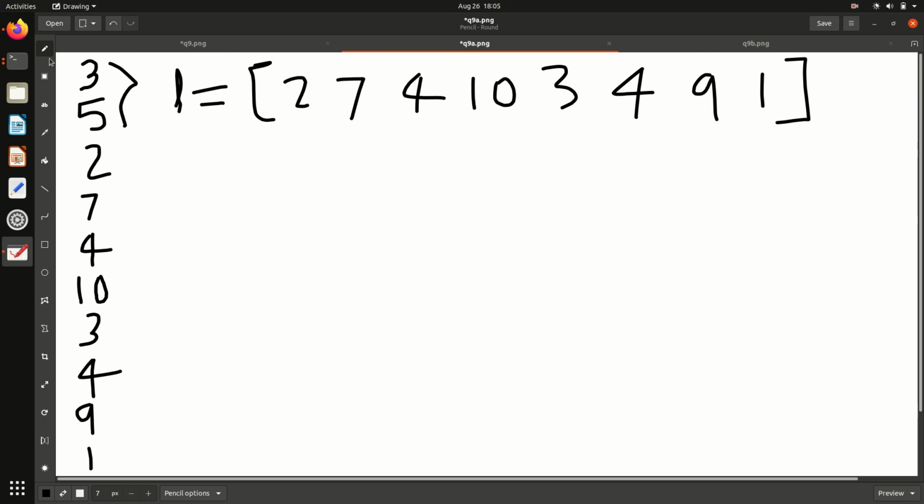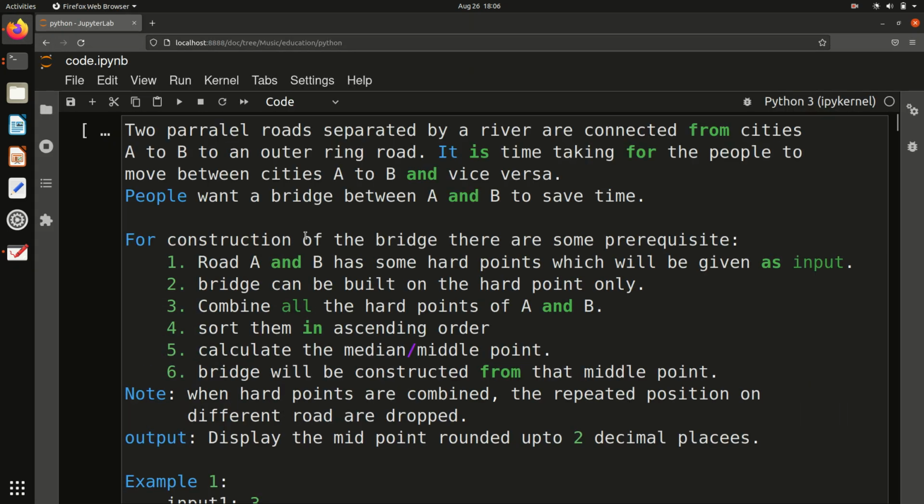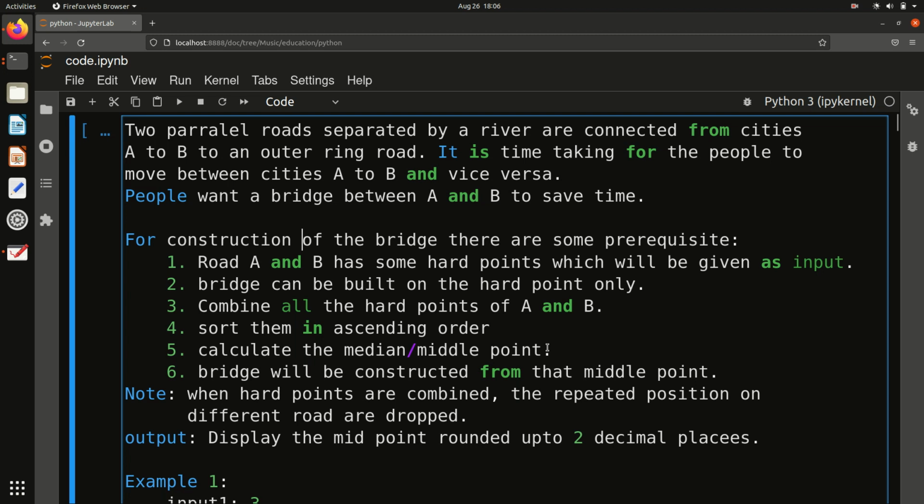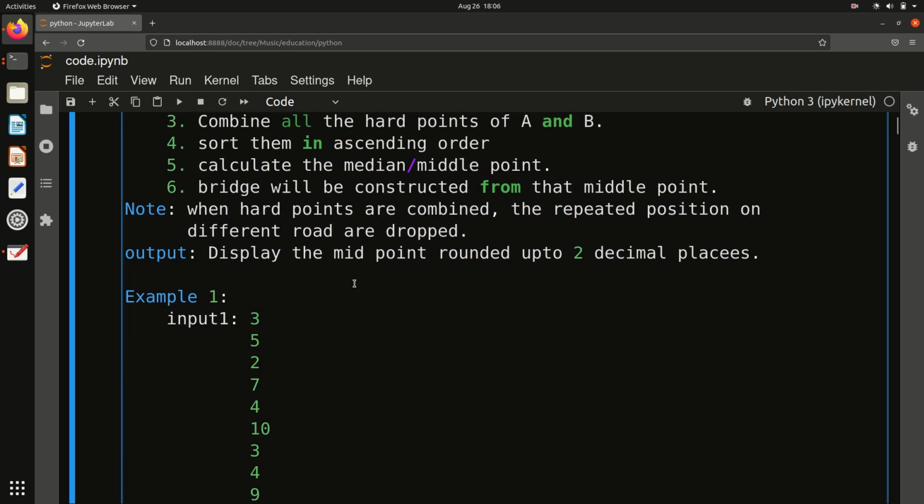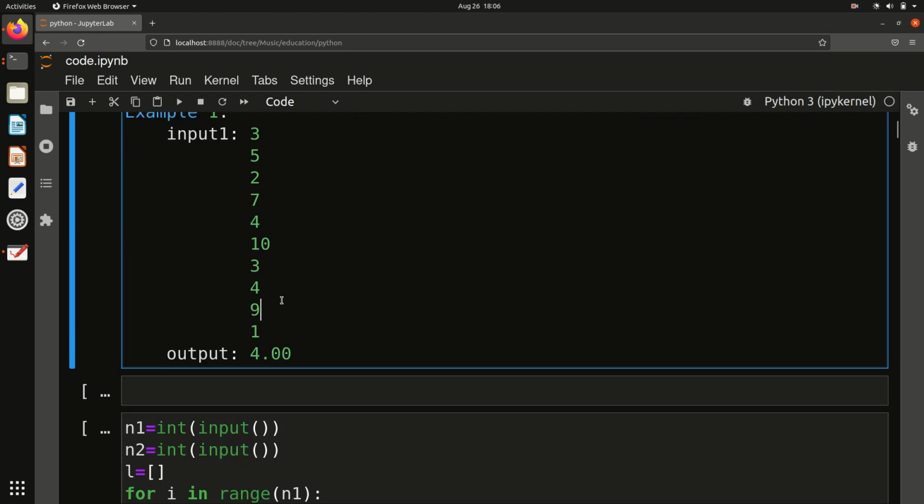Okay, so see what I was saying, that sometimes you will get a question a bit to make you confused. They will create a lot of background. Do not worry about that. Just come to the point, solve it. So the point is numbers are given, find the median. That's all. Nothing much.